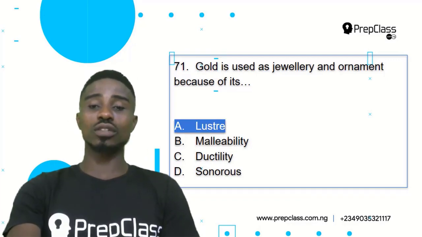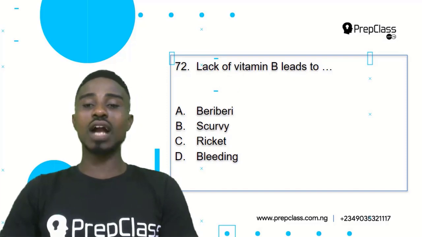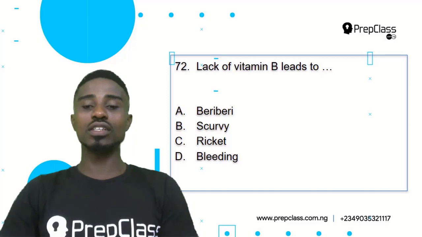Alright, let's look at the next question. Question 72. Lack of vitamin B leads to A. Beriberi, B. Scurvy, C. Rickets, D. Bleeding. For us to carefully select the correct answer, we need to analyze all of the options and see which one best answers our question.